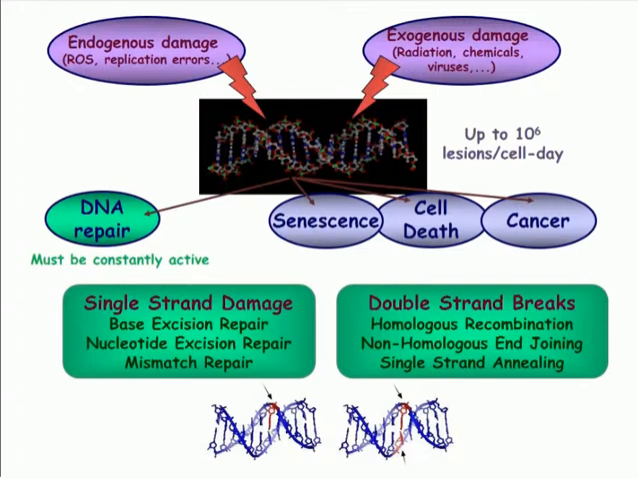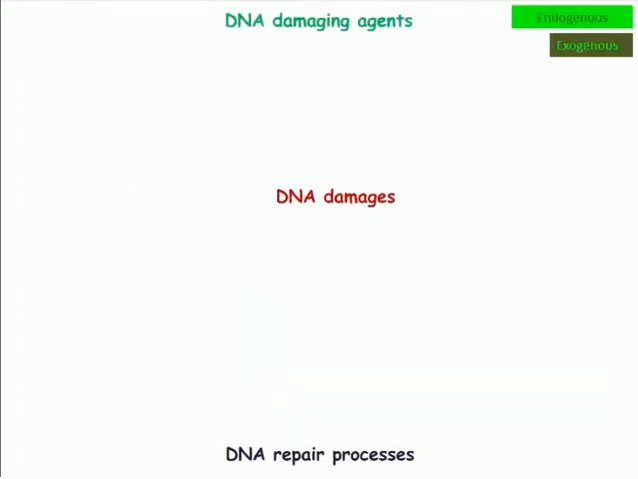So, basically, if they are not repaired, it will go to senescence. Cells start to accumulate errors and don't produce the proper things that they have to do. So they get old, the cell dies, or it actually develops into cancer. Okay. So it's quite important to be able to repair all these things.